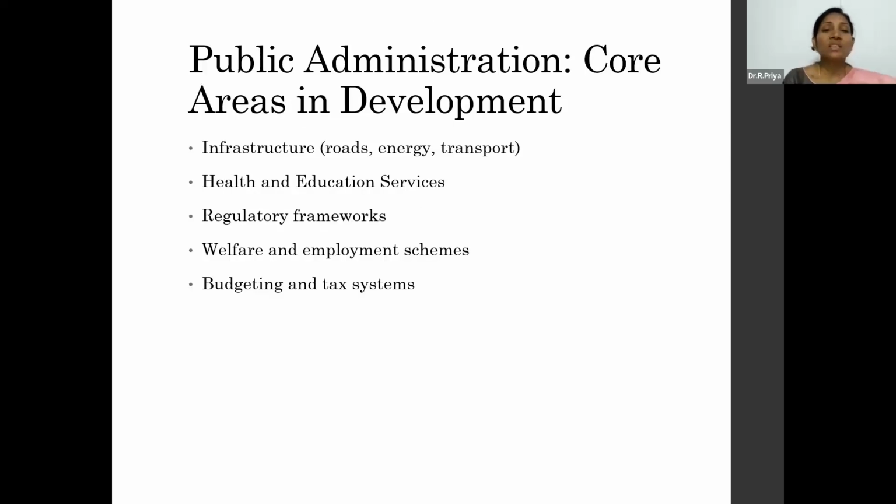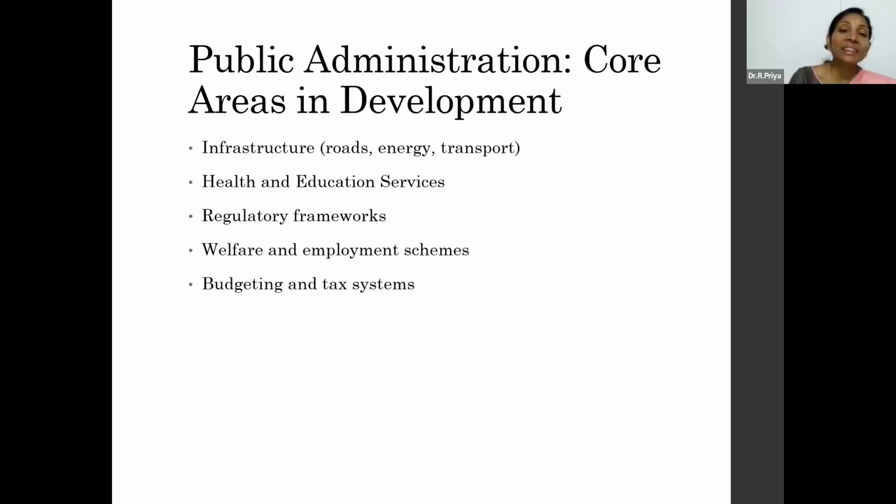Next, what are the core areas where public administration supports development? The first is infrastructure development. Public administration plans and executes major infrastructure projects that form the backbone of the economy, including building and maintaining roads, bridges, electricity networks, water supply and transport systems. For example, projects like Bharatmala highways and the Smart Cities Mission are managed through public administration at national and state levels.